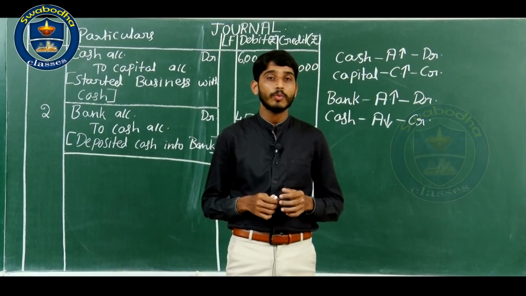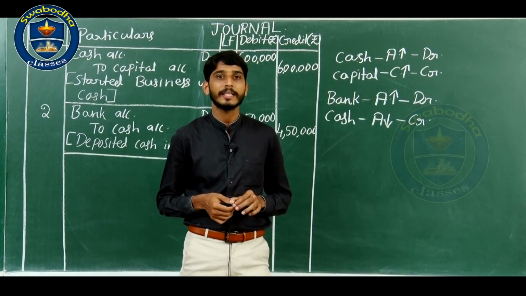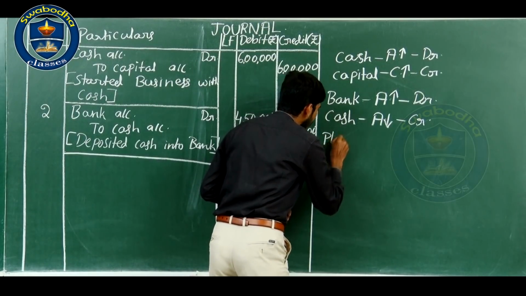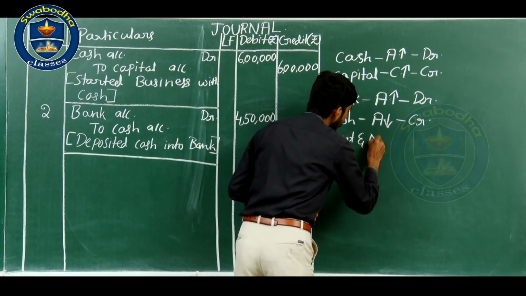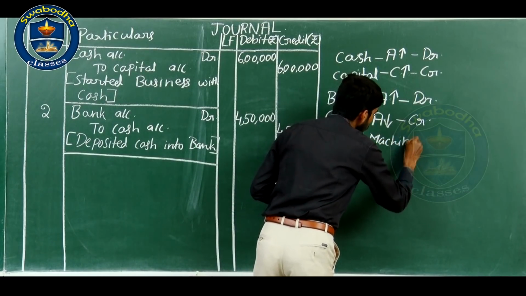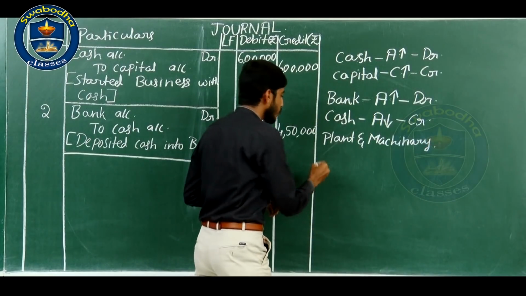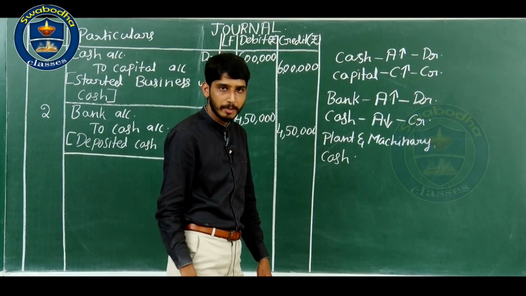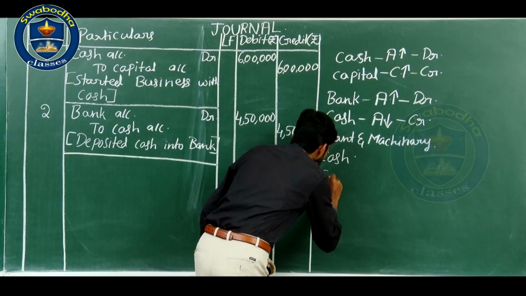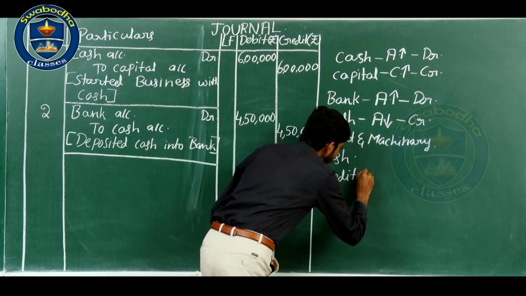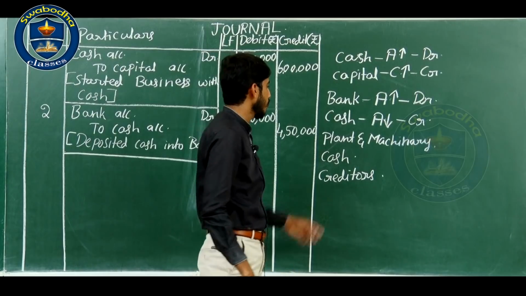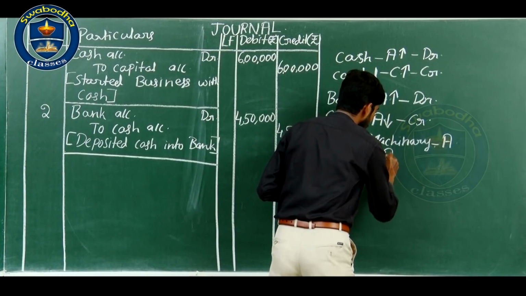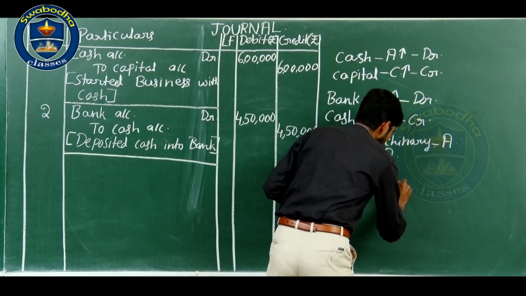Now, first we have to find out which are the accounts involved in the transaction. You have purchased plant and machinery. So, plant and machinery is one account. You have paid cash worth rupees 30,000 immediately and remaining is on a credit basis. That means, they are your creditors. Next, plant and machinery is an asset, cash is also an asset, creditors is a liability.